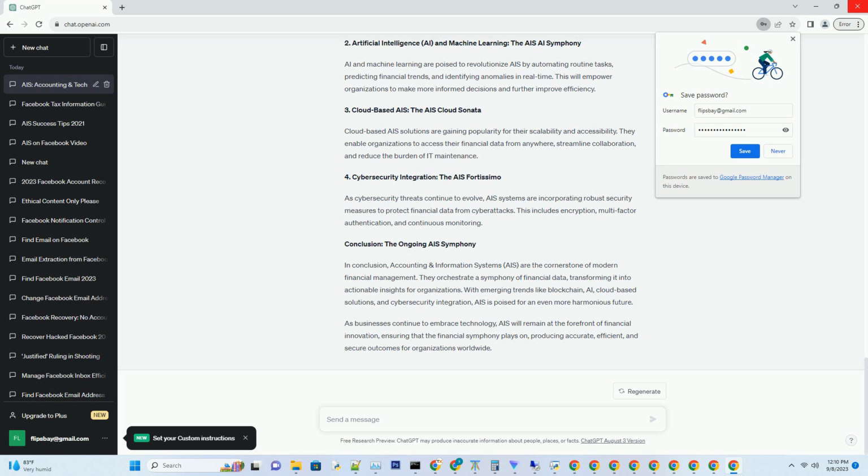Number 4: Internal controls, the AIS conductor. Every symphony requires a conductor to ensure harmony among the musicians. In the AIS orchestra, internal controls take on this crucial role. Internal controls are the checks and balances put in place to safeguard financial data, prevent fraud, and maintain data integrity.